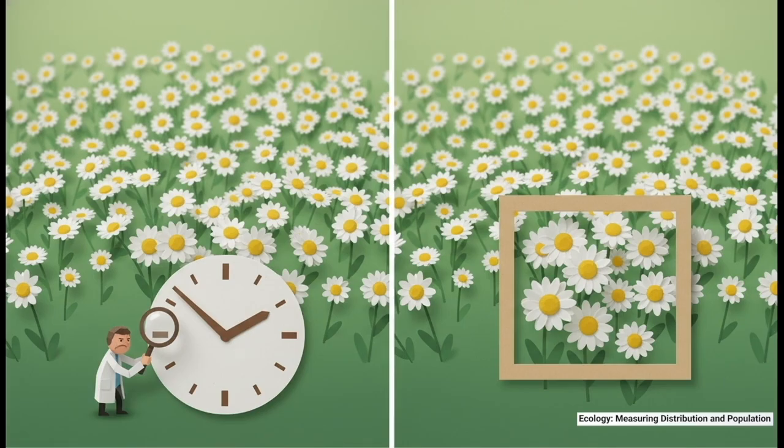This is exactly why scientists came up with a really smart technique called sampling. The whole idea is, instead of counting everything, we just count a few small sections and then use that data to make a really good guess, an estimate, for the entire area.